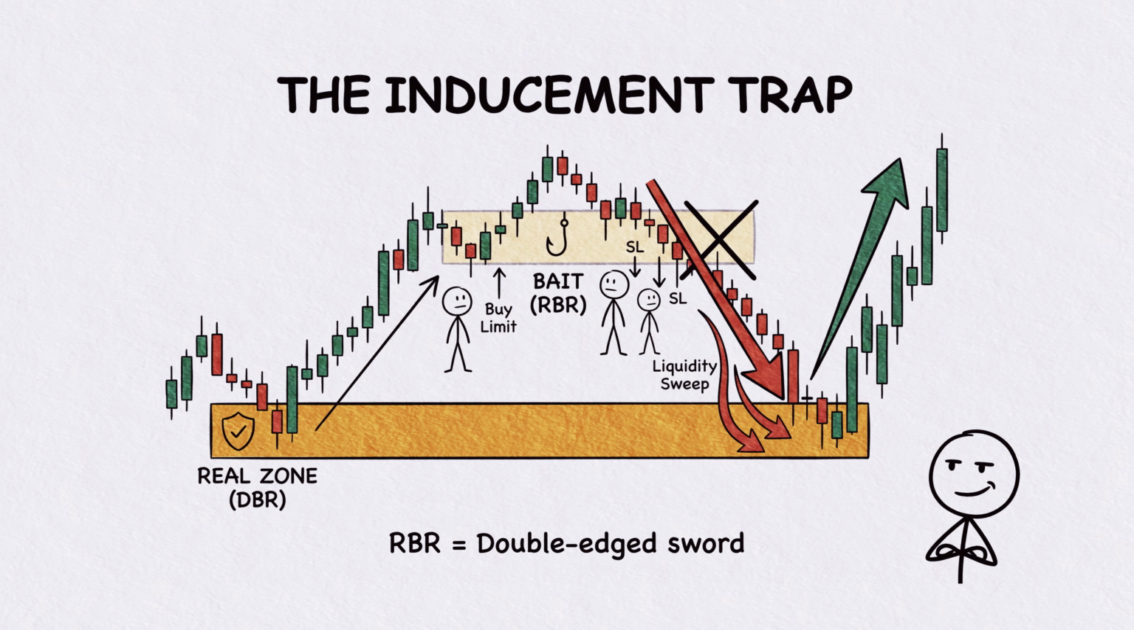Then, price slices through the RBR. A chain of sell stops triggers. Domino effect. Liquidity sweep. All the liquidity from the crowd's stop losses funnels straight into the institution's real buy limits at the original DBR zone sitting deep below. The crowd gets crushed at the RBR, and that is the fuel for the DBR to launch. Now you understand why RBR is a double-edged sword.